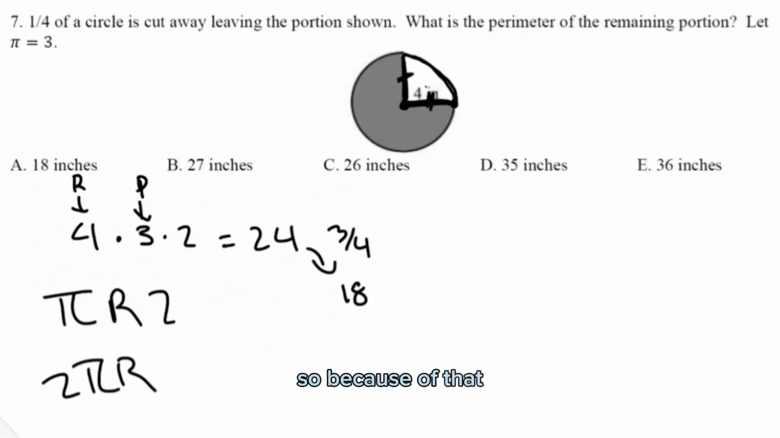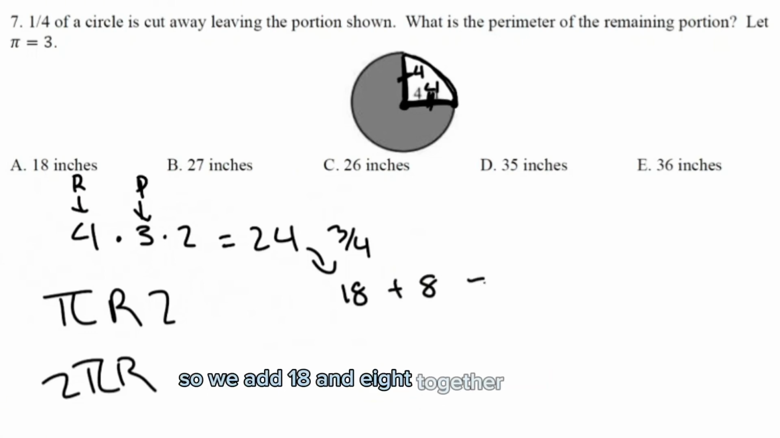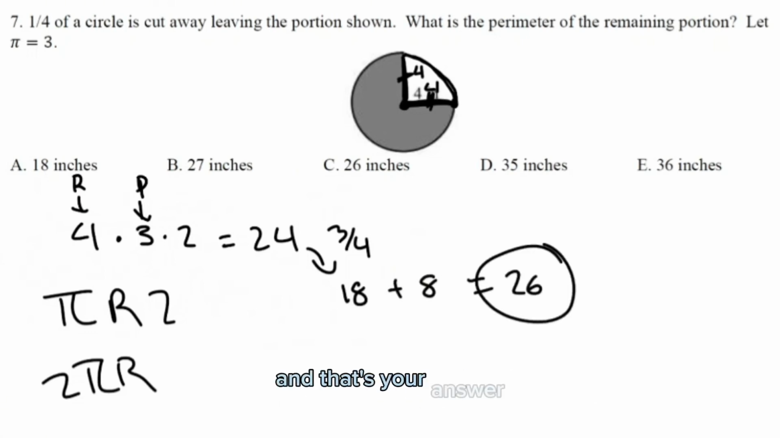So because of that, this 4 inches is our radius. The radius is just from the center of the circle to any point on the circle, it'll always be the same distance, the radius. So that means this side is also 4. So this is 4 and this is 4, which means these are both 8. So we have 8 now. So we add 18 and 8 together to get 26, and that's your answer.